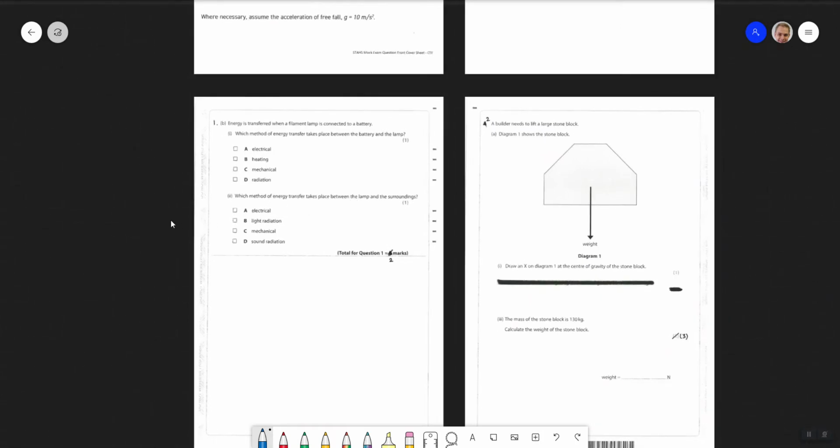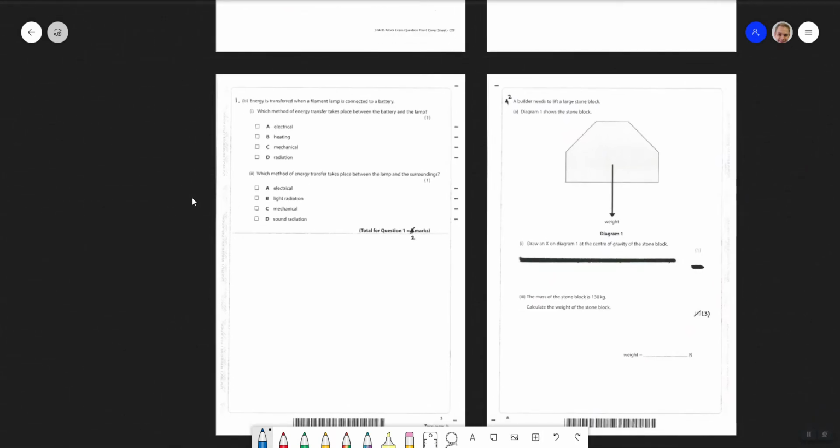So question 1. We've got a bit of a multi-choice one. Energy is transferred when the filament lamp is connected to a battery. Which method of energy transfer takes place between the battery and the lamp? There is only one answer there, which is electrical. And then which method of energy transfer takes place between the lamp and the surroundings? Well, that is light. So it is A for electrical, B light radiation.